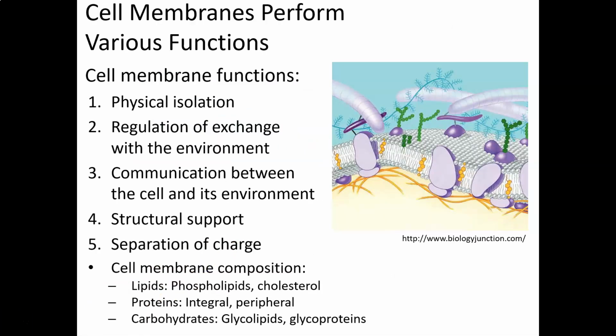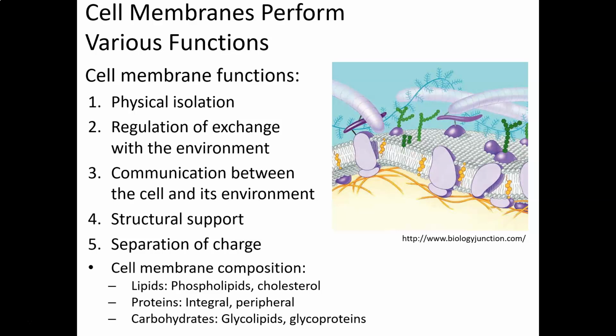So the cell membranes in general perform various functions. The cell membrane provides physical isolation. It keeps the inside of the cell isolated from the outside of the cell. It allows us to regulate the exchange with the environment, so we can allow things to come in or leave. It provides communication between the cell and its environment. It provides structural support for the cell, and helps to separate charge and keep the charge separations, which is very important in terms of how we function.